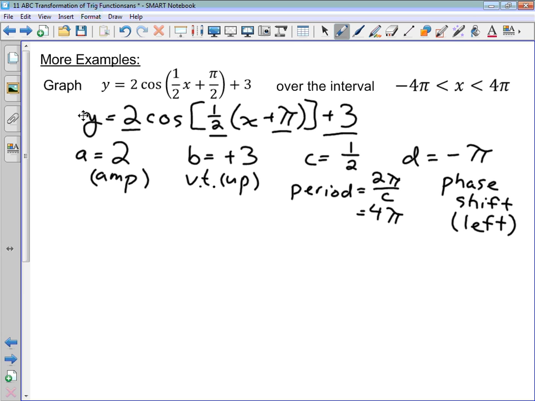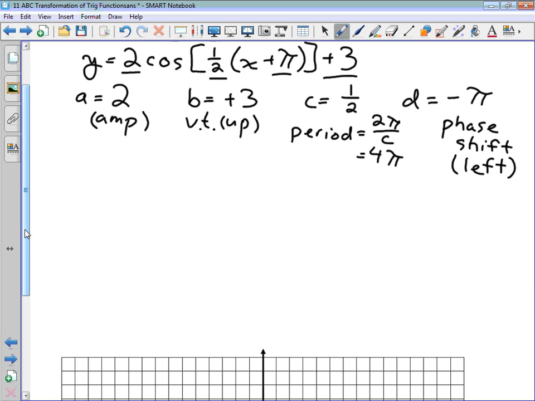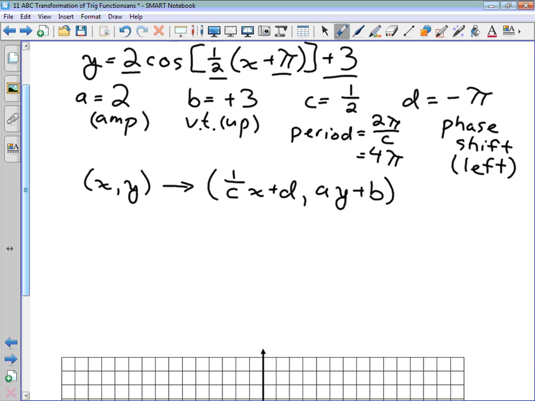Now we want to take these points and use them in our mapping notation. So if we remember, our mapping notation takes a point (x, y) and maps it onto a point that is (1 over c times x plus d), and our new y coordinate is going to be ay plus b. So we want to take points from our cosine function, those 5 key points that we talked about earlier, and we want to transform them.